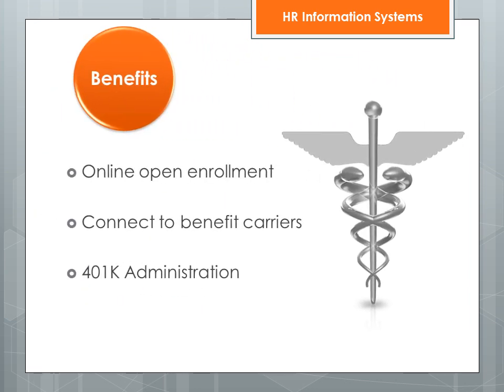Benefits is the third component in a typical HR information system. Often this module includes an option for an online open enrollment of benefits for a company's employees. This helps to reduce the manual work on the HR department as well as reduce errors because it is dependent on the employee to make their selections.